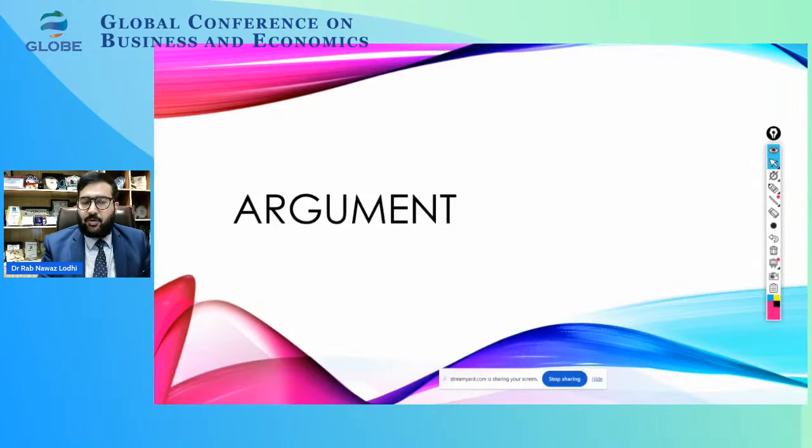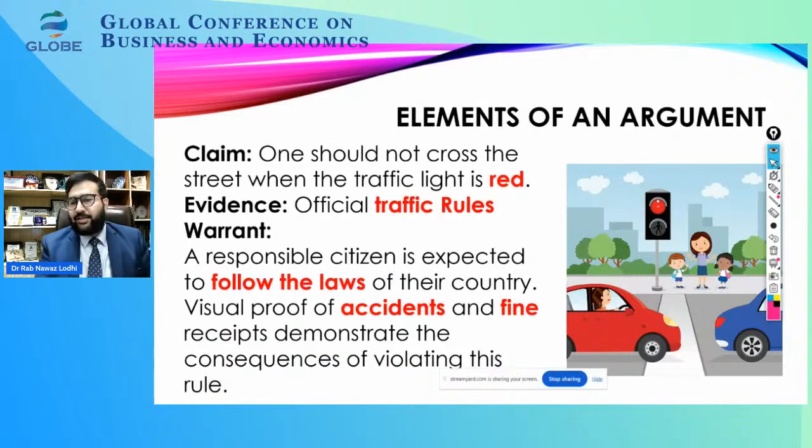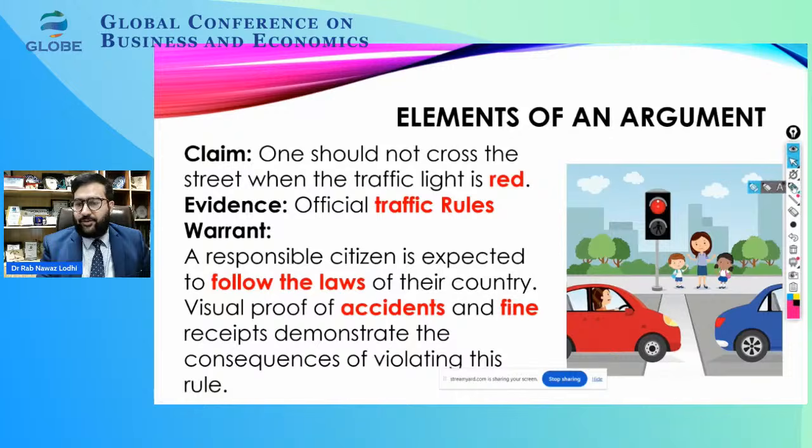So how can we understand this argument? We can understand the argument with its elements, right? So the argument has three elements. There are multiple elements. Many people claim that argument has four elements, five elements, 10 elements, right? But the common elements in the different studies are three, right? So the elements of the argument, the first element is claim.